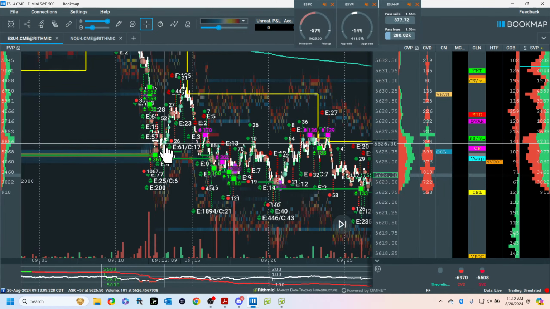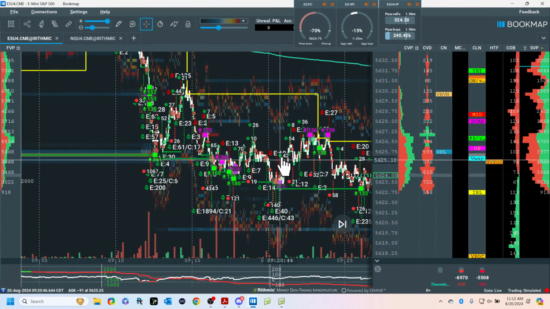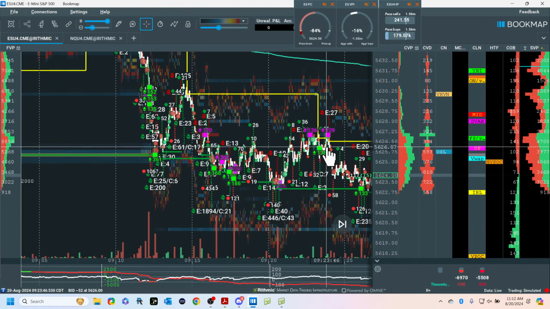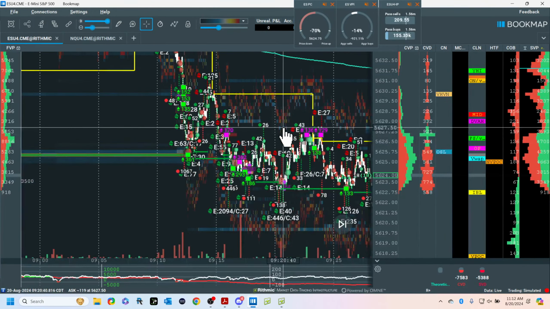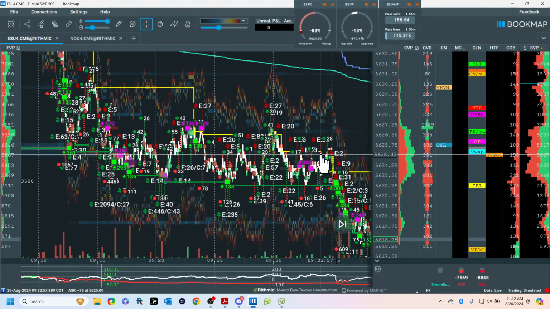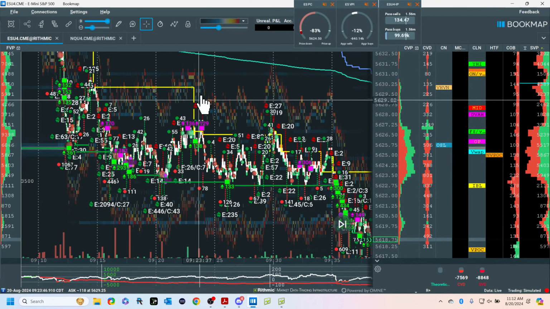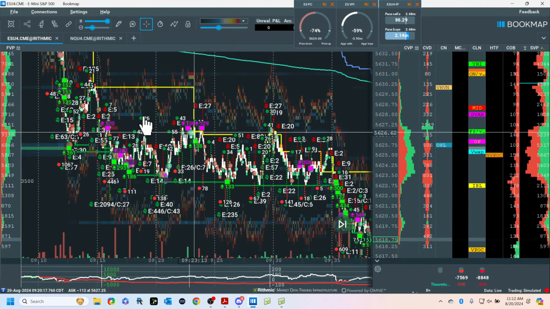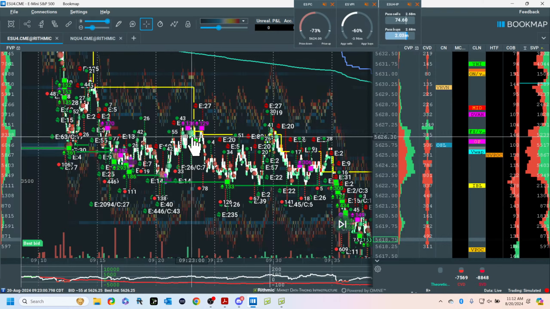Now you get your scale, and now you're hanging in here. What is this? VPOC migration. Does this look familiar? IB stat. What do you see? VPOC migration. Now, I took this. I took this. I took this.